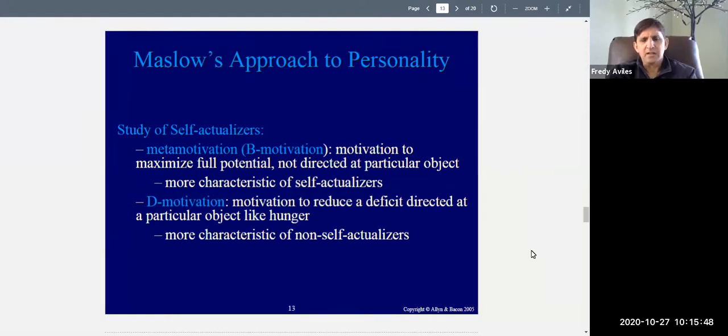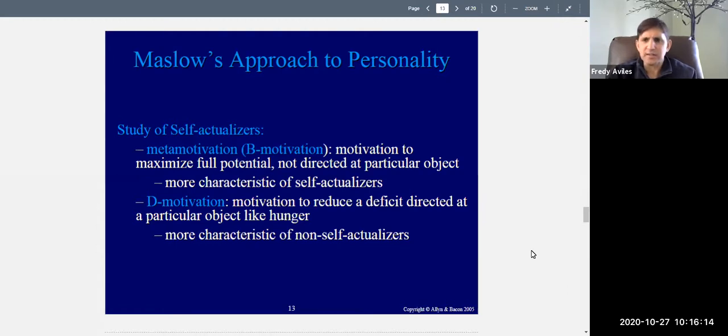There was a study done on self-actualizers. So the people who have self-actualized, what are they like? Okay, so here's the thing. Self-actualizers, according to Maslow, are driven by what he called meta motivation or B motivation. I think the B stands for being, right? It's more about who they are, right? So they're motivated to maximize their full potential, right?